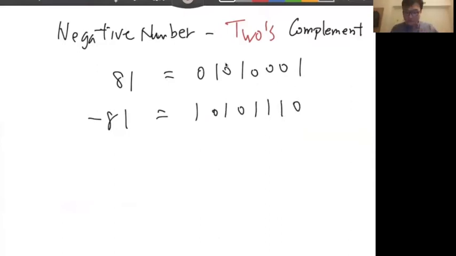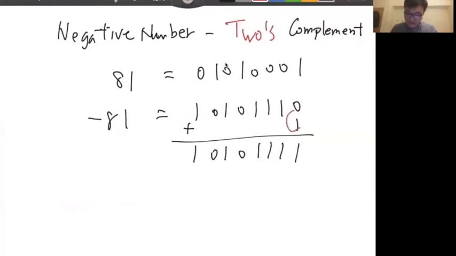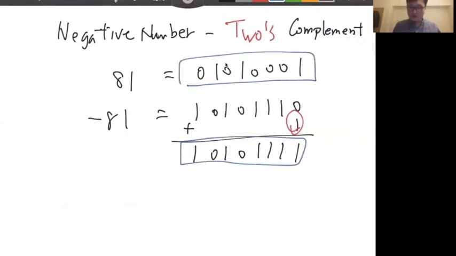However, after we reverse the digits, we plus 1 here. So actually, at the end, it will be 1, 0, 1, 1, 1, 1. This is the key for two's complement. So why do we need two's complement? Let's try addition. This 1 addition is 1. What will happen? It will be equal to 0, 0, 0, 0, 0, 0, 0, 0.